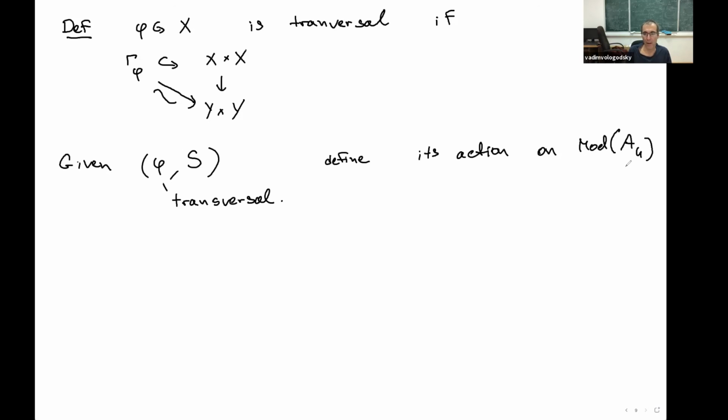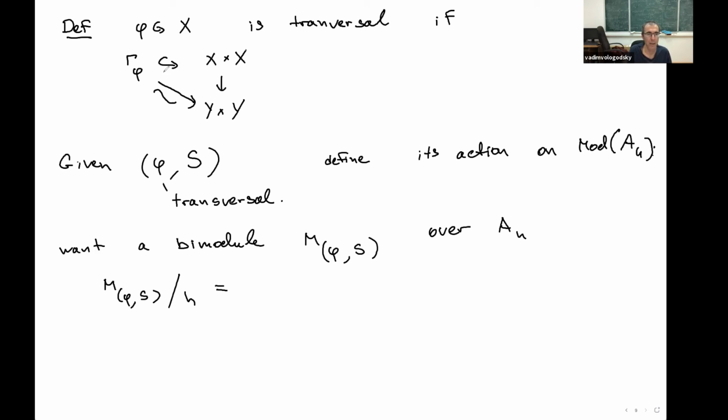An action, well, an endofunctor of this category is given by a bimodule, right? So we want a bimodule M_{phi,s} over A sub H, with the property that if you mod it out by h, then you get the bimodule corresponding to phi, which is the structure sheaf of gamma phi. And you see this gamma, the structure sheaf, functions on the graph of phi.